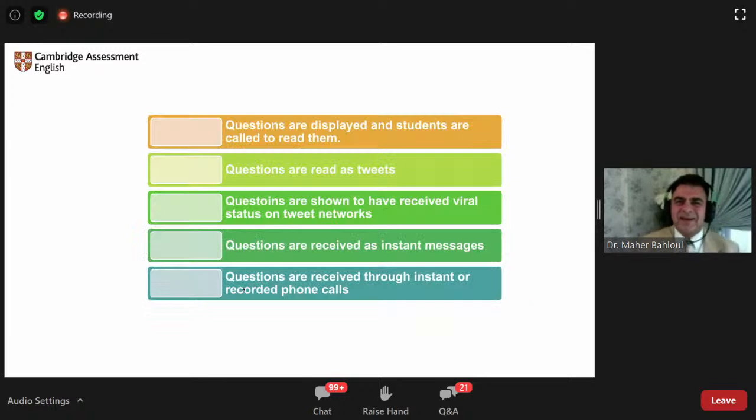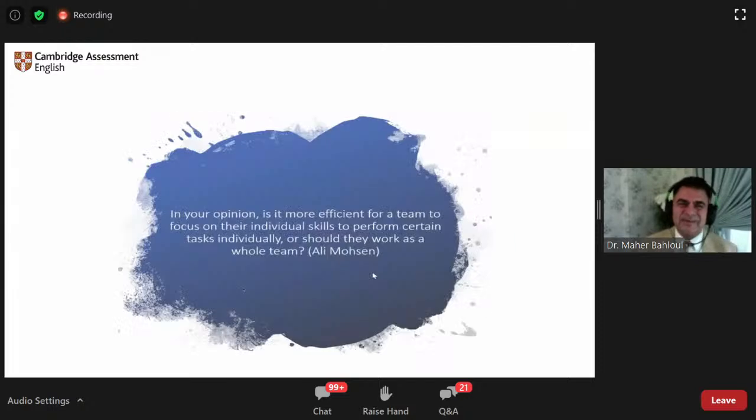Okay. So sometimes the questions are displayed and students are called to read them. Sometimes the questions are read as tweets. Questions are shown to have received viral status on tweet networks. Questions are received as instant messages, and questions are received through instant or recorded phone calls. You can see everything has been used, from the phone calls to actual reading to tweets to messages.